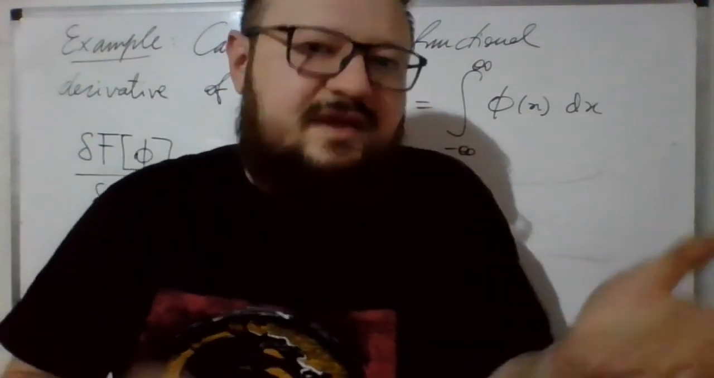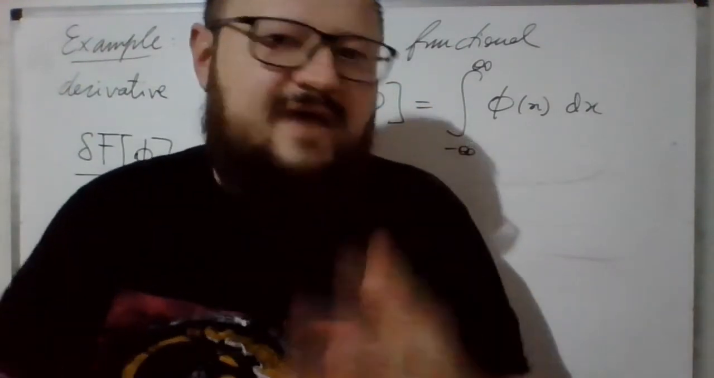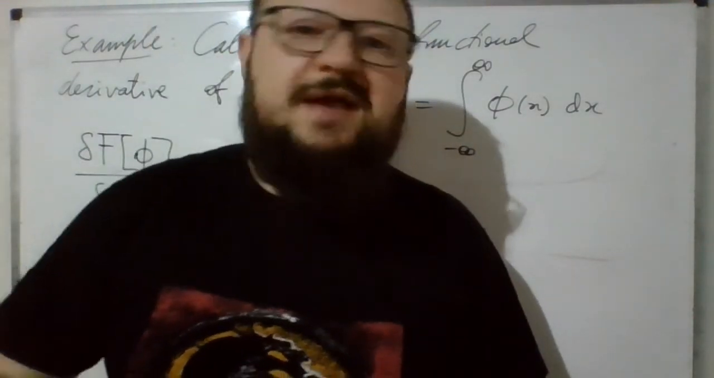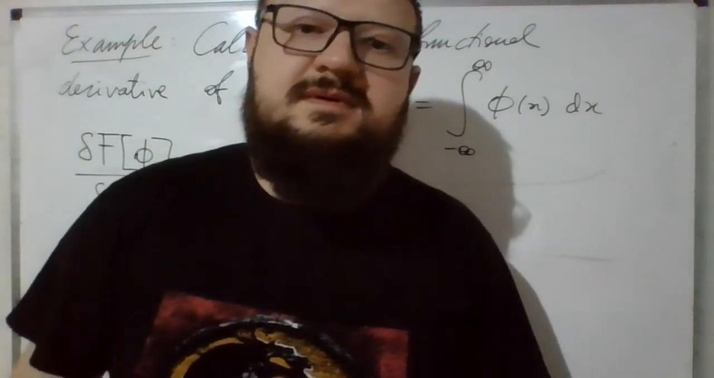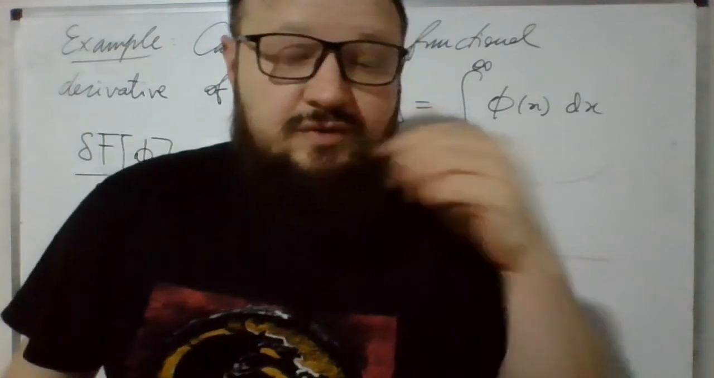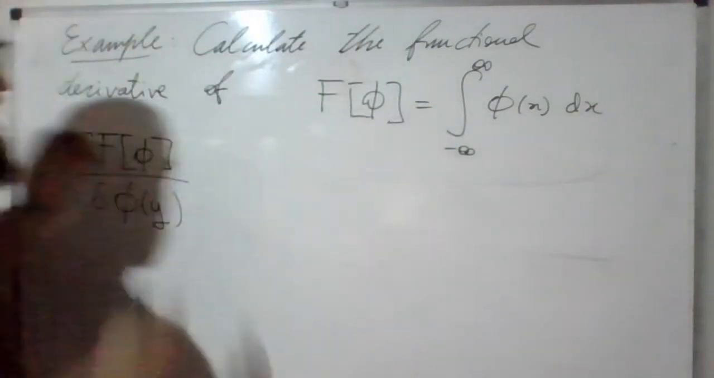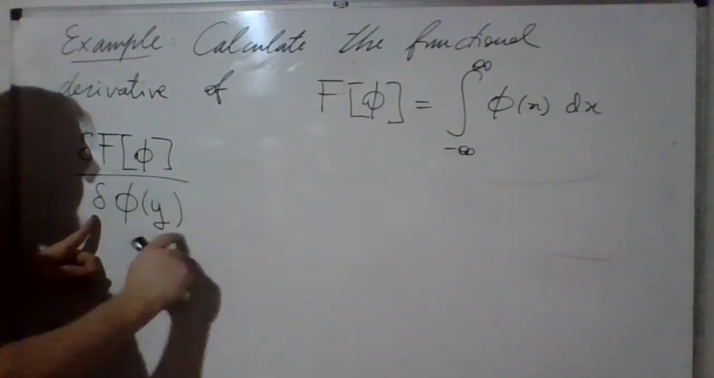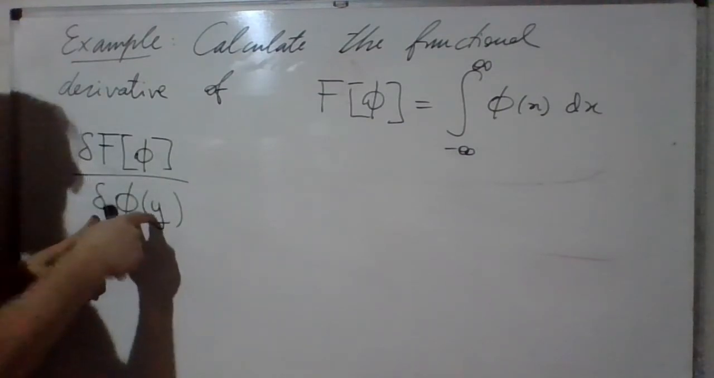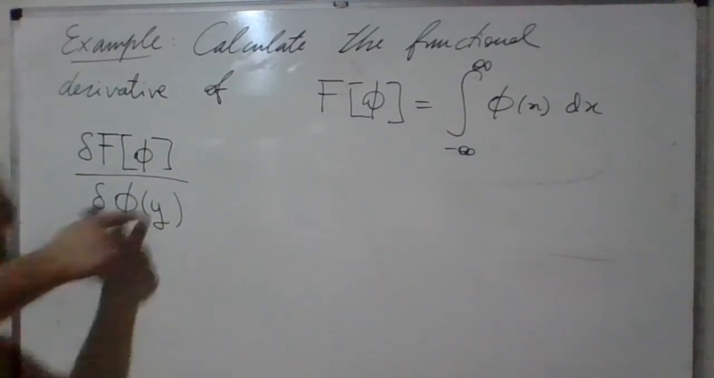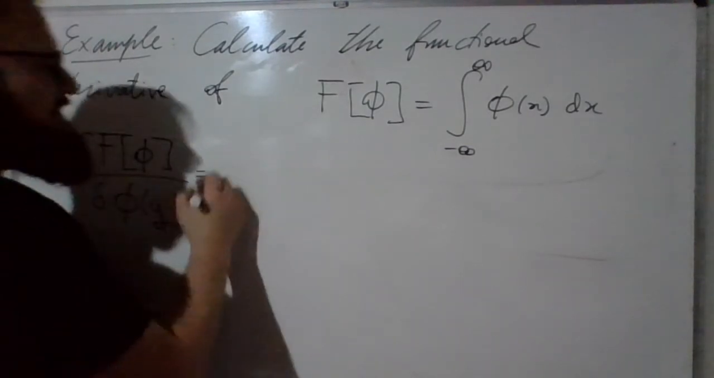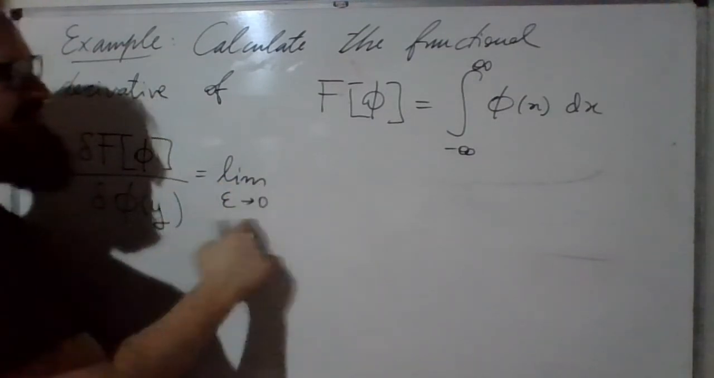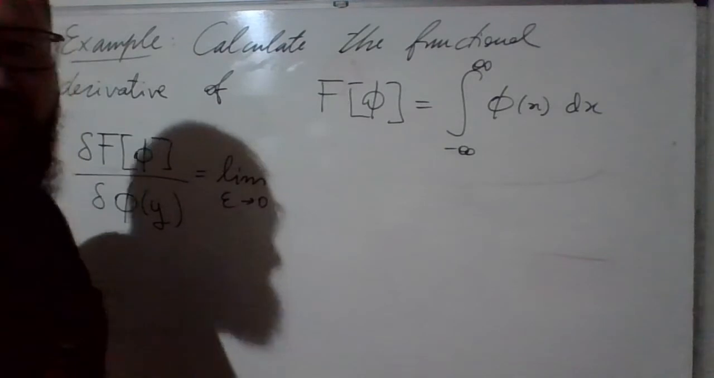In the same way as the derivative measures how a function changes with respect to some direction of space. Okay. In this case, you are calculating how this functional changes by a small amount of variation of the argument at some index y, some point y. Okay. It is easy to do that. It is the limit where epsilon, the infinitesimal, goes to 0.